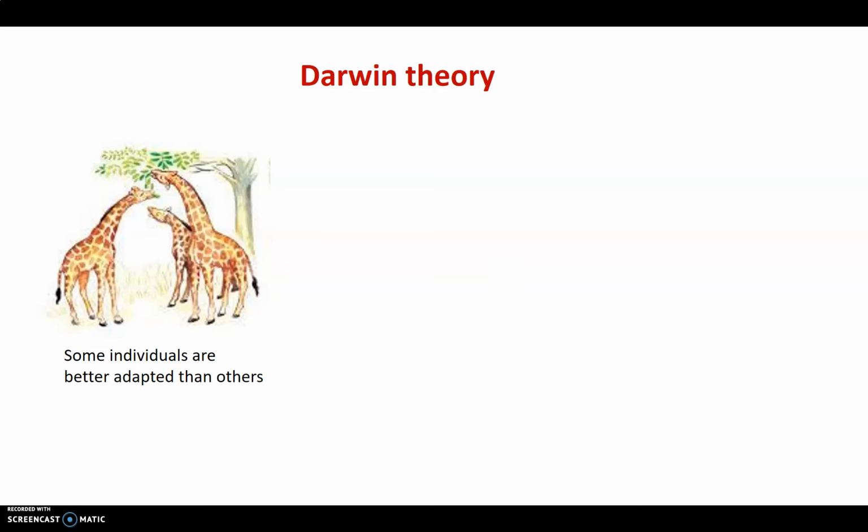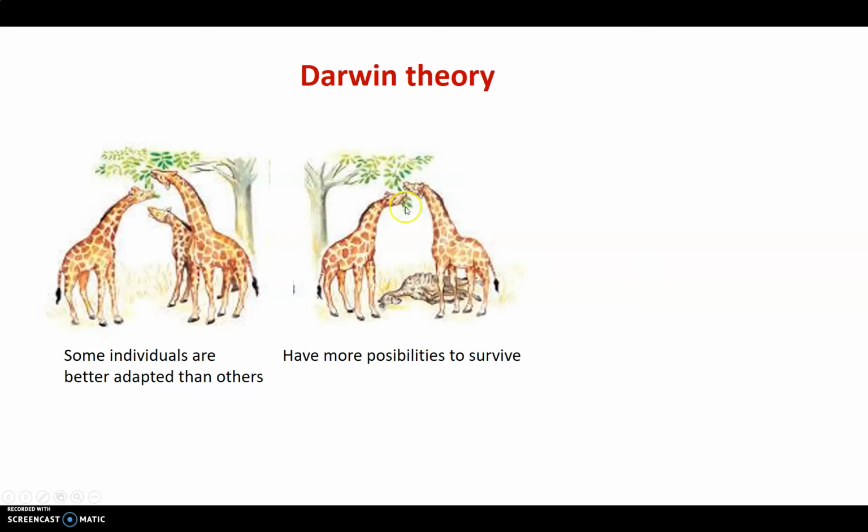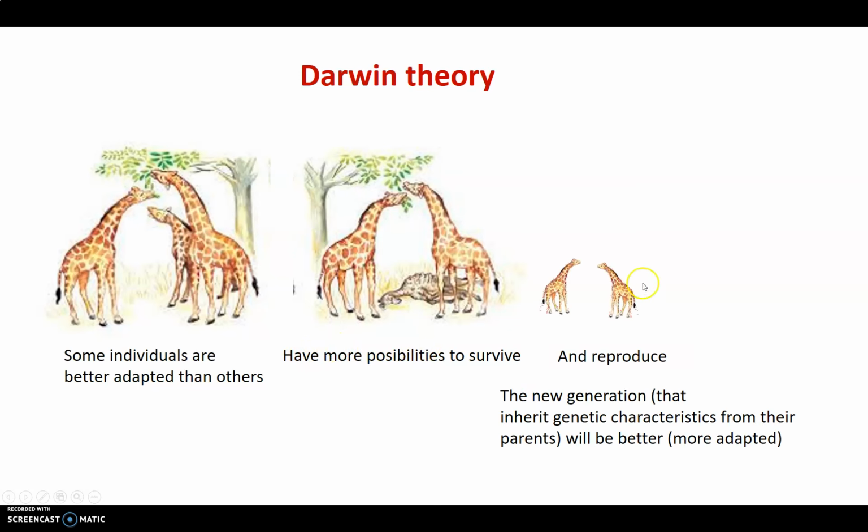Now I am going to explain in a very simplistic way the Darwin theory that inspires genetic algorithms. According to that theory, in any species, for instance in giraffes, some of the individuals are better adapted to the environment than others. So they have more possibilities to survive because of this better adaptation. And as a result, they have more possibilities to reproduce, in this case to produce little giraffes, so that they contribute to the new generation of these species.